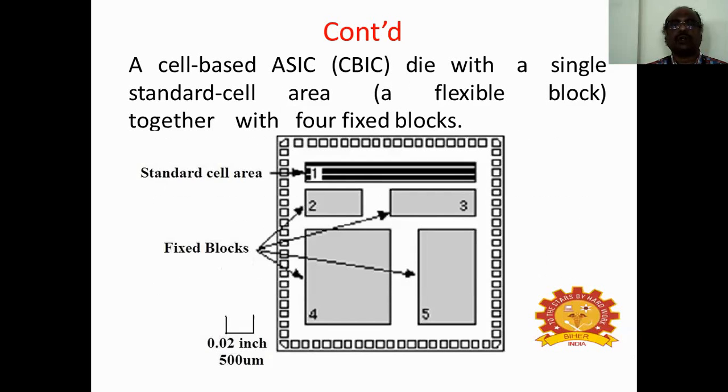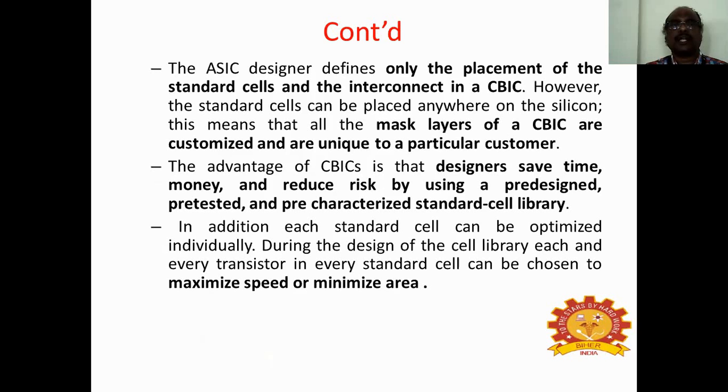So this is basically what is called a cell-based ASIC with a single standard area together with the four fixed blocks. The ASIC designer defines only the placement of the standard cells and the interconnect of the CBIC. The mask layers for CBIC are customized and are unique to a particular customer. The advantage of the CBIC is that the designer saves time, money, and reduces risk by using a pre-designed, pre-tested, and pre-characterized standard cell library. These are the advantages that the semi-custom integrated circuit possesses.